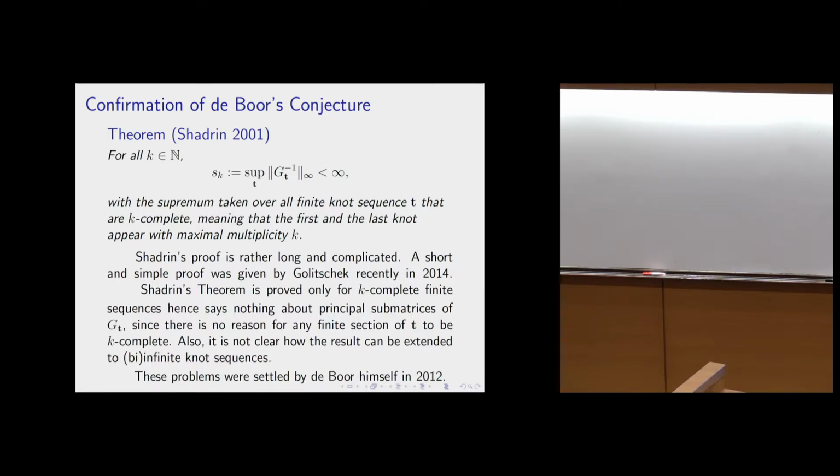Then there is no reason for any finite section of T to be K-complete. So there is still a gap in the proof. Also, it's not clear how the result can be extended to infinite or bi-infinite knot sequences. These problems were settled by de Boor himself in 2012.